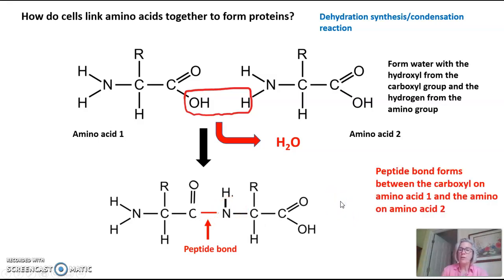What's very important to note is that the peptide bond forms between the carboxyl and the amino of the two amino acids. The R groups are not involved in forming the peptide bond. So in this case, I've put X's over those R groups. I recommend that you do this before you even begin trying to do this reaction. Put an X through each R group so that you are not tempted to use these R groups in forming the peptide bond, because they are not involved in the peptide bond.